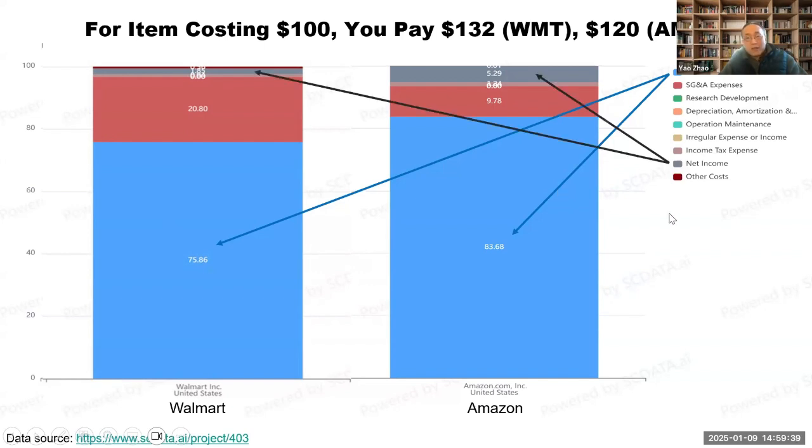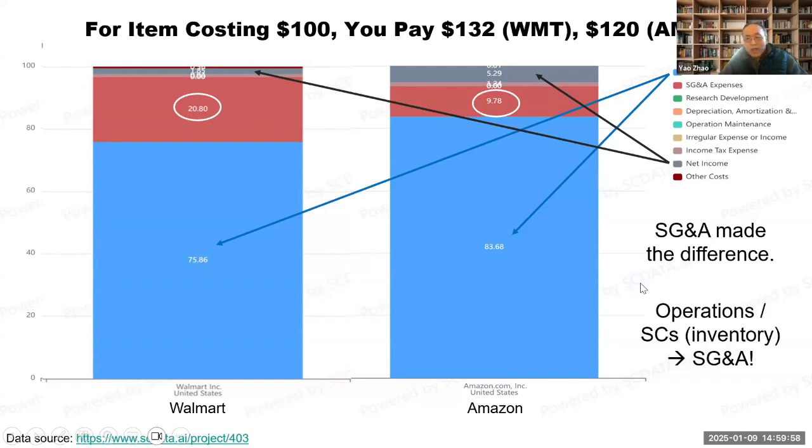However, it's actually making higher profit than Walmart in net income, right? How could Amazon do that? Well, you know the answer, right? SG&A made a difference in this case. And what contributes to SG&A? From a retailing perspective, inventory is extremely important. In the next slide, you'll find out inventory actually is a major contributor to Amazon's efficiency in operations, in SG&A.